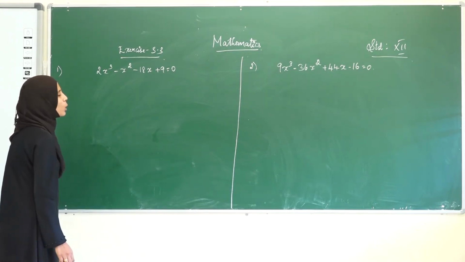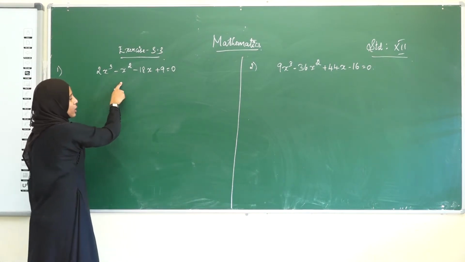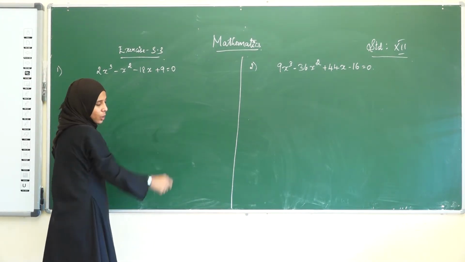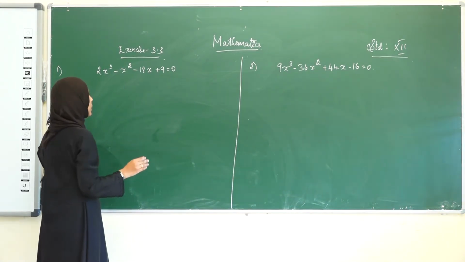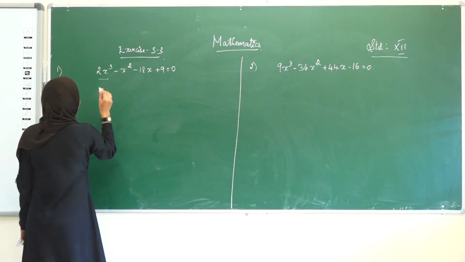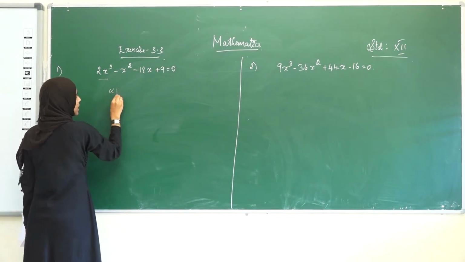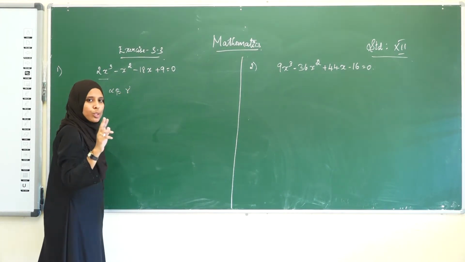In the first question, what they have given is: solve the cubic equation 2x cube minus x square minus 18x plus 9 is equal to 0 if two of its roots vanish. See, it's a cubic equation, so it has 3 roots, right? Let us take them as alpha, beta, gamma, and they have given a condition that 2 of its roots vanish.